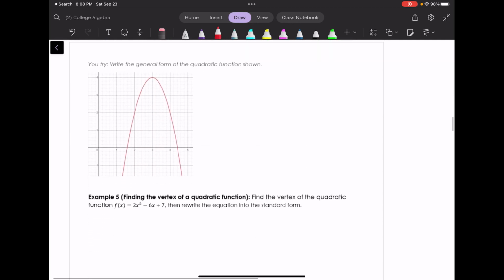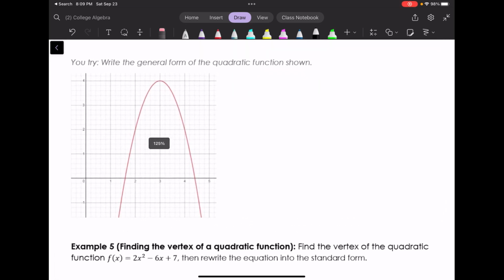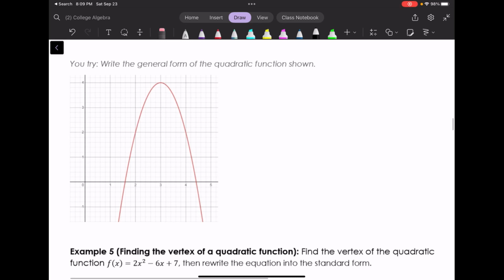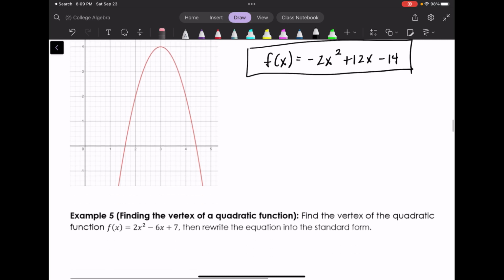So now I give you a chance to try that. If you want to pause the video and come back to see if you got the right answer, then I encourage you to do that right now. Zoom in a little bit so you can see the numbers. All right, so the general form you should obtain here is -2x plus 12x minus 14. And if you didn't get that, then of course, come ask me when you see me, and we can work out what happened.